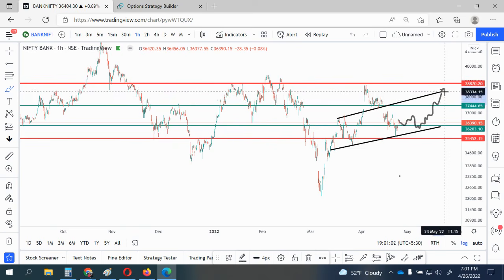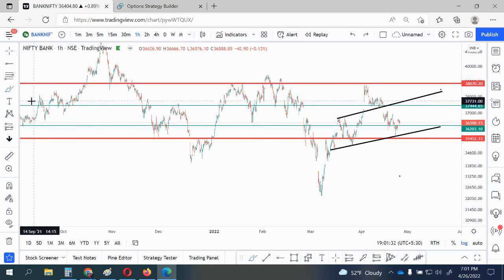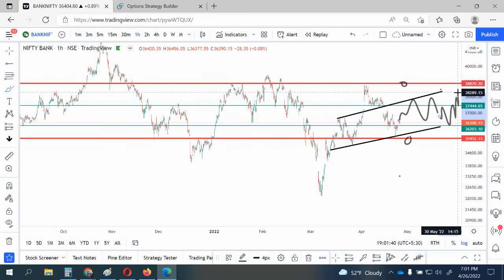Either it will break the resistance, and then this would be the second resistance, or else the stock might come again into this parallel channel. What I mean is, this channel. And look at the reason why I plotted these two red lines: Bank Nifty is in a long term range. It is stuck in this range, so I'm expecting the market to be in this area for another 2 to 3 weeks. Basically, this is a strong resistance and this is a strong support, so the market might be in this range for some time.